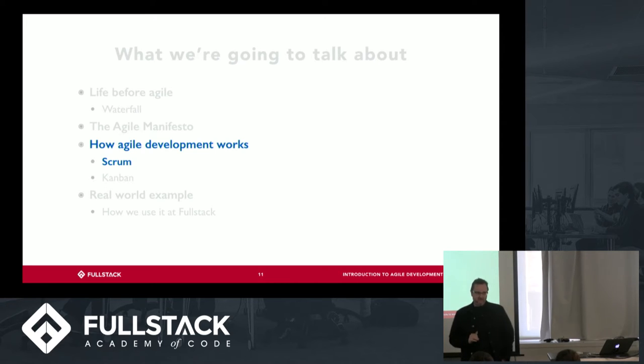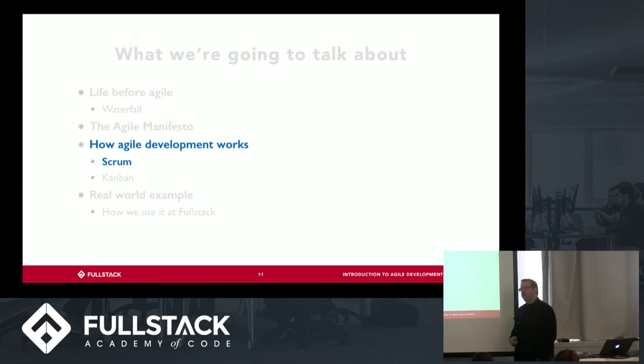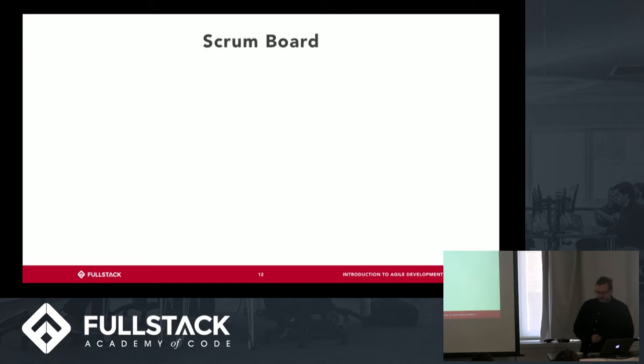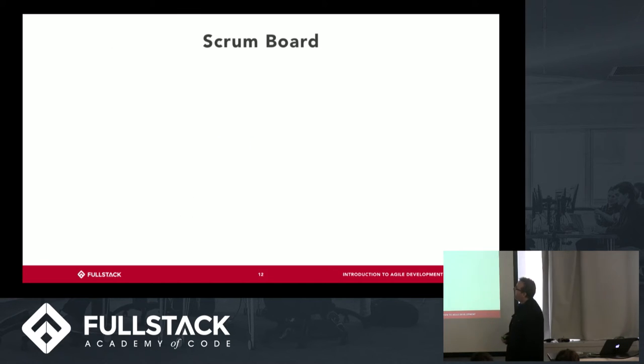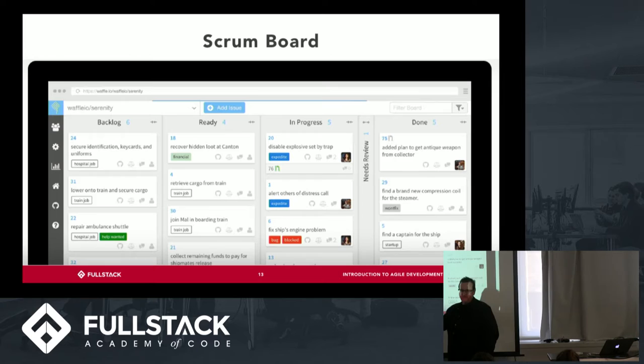How Agile development works. Let's look at Scrum first. It's still the most popular framework. We'll see how much longer it's the most popular framework. The Scrum board is the central organizing element of the Scrum workflow. And it's very simple here. This is an example of a Scrum board. You've probably seen one of these before.